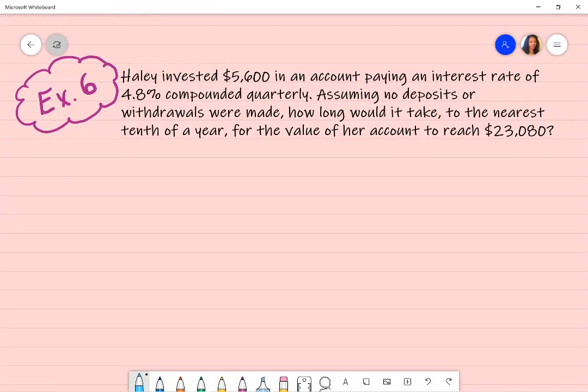And last one, Haley invested 5,600 in an account paying an interest rate of 4.8% compounded quarterly. Assuming no deposits or withdrawals were made, how long would it take, to the nearest tenth of a year, for the value of her account to reach $23,080?